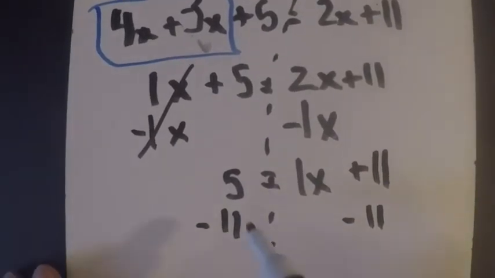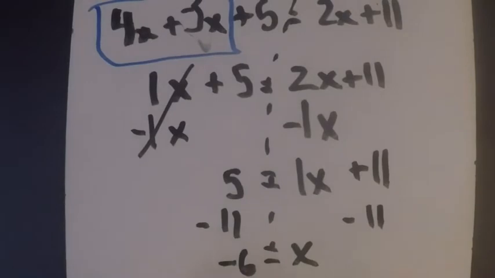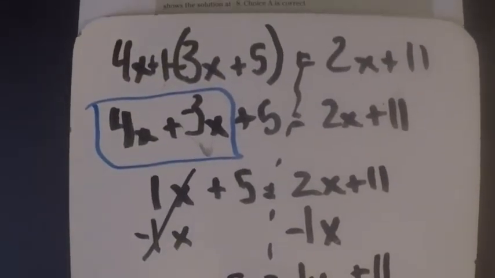And then 5 minus 11 is going to be negative 6, which is equal to 1x here, or just x, because our positive 11 and negative 11 cancel. This one had a lot of steps, right? It started with removing our parentheses.